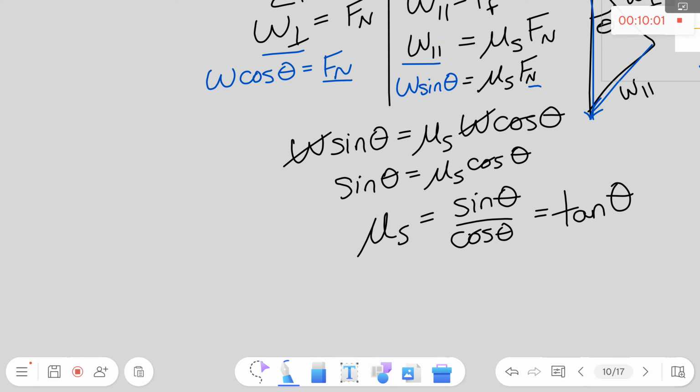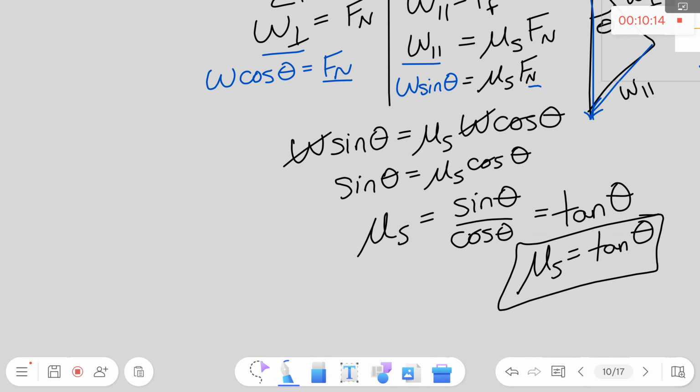So, now you got a little hidden gem in your back pocket. If you're looking for coefficient of friction, either static or kinetic, you just know it's tangent theta. Cool.